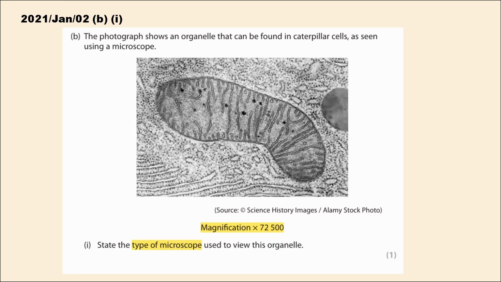The next question is quite easy. Here also you are given a picture of mitochondria, again with a magnification of 72,500 times, and the question is you have to state which type of microscope had been used to view this one. And due to the detailed image plus high magnification, it should be an electron microscope.